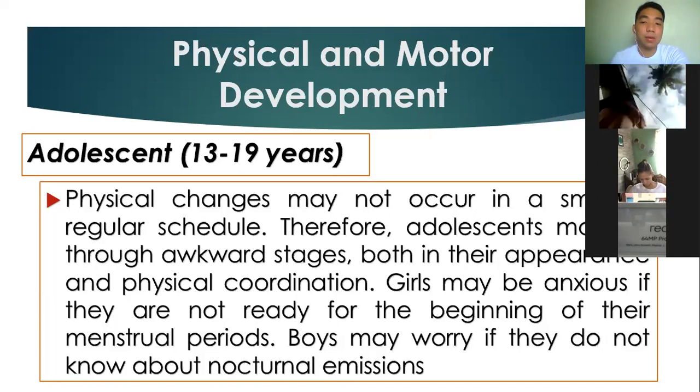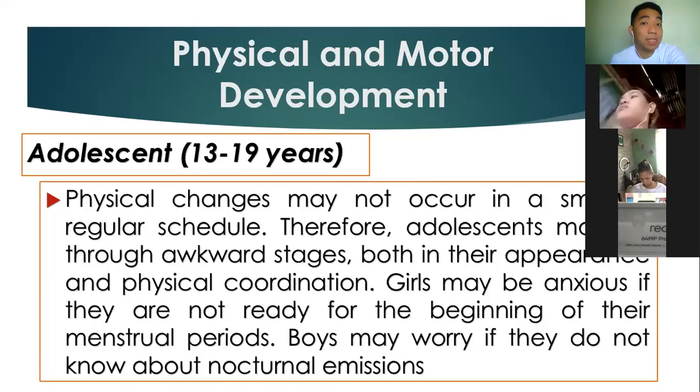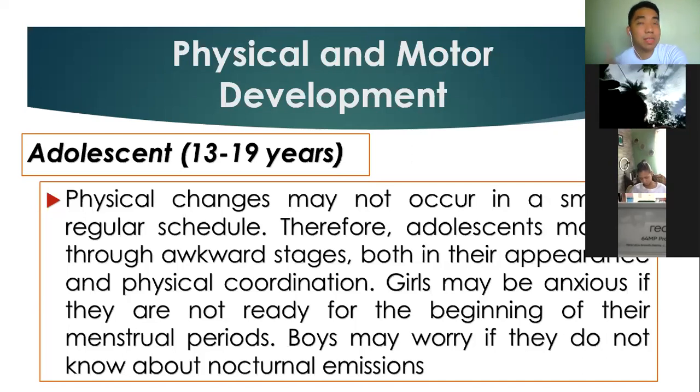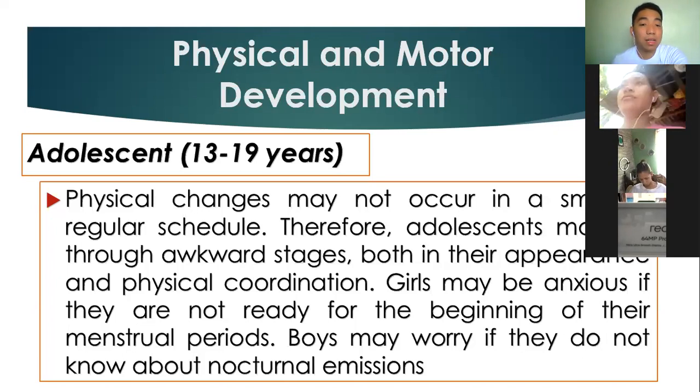So, adolescents may go through awkward stages both in their appearance and physical coordination. At this stage, you feel more awkward. It's because of the changes. Girls may be anxious if they are not ready for the beginning of their menstrual periods. Some girls get their first menstrual period in school. And then, as a girl, you feel anxious. Boys may worry if they do not know about nocturnal emissions.